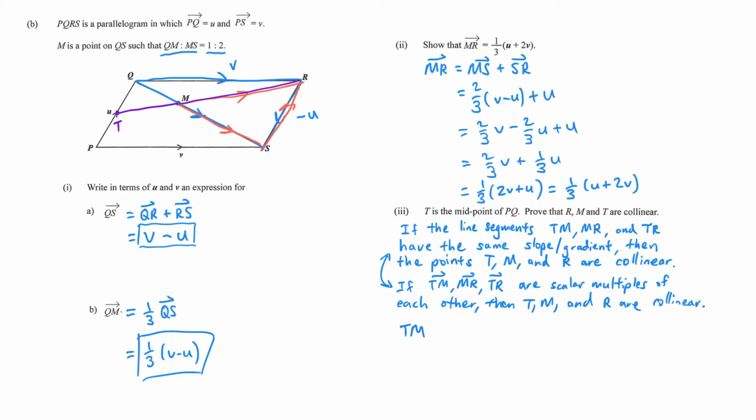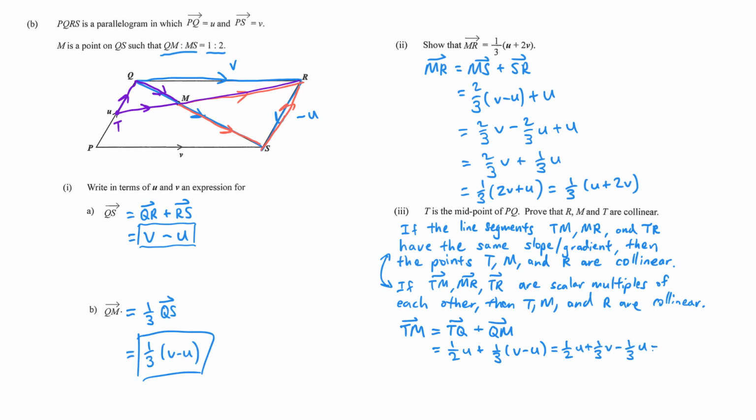Let's start by writing the vector TM in terms of u's and v's. In our diagram, the vector TM can be thought of as the sum of the vector TQ with the vector QM. So again, the vector TM is equal to the vector TQ plus the vector QM. The vector TQ is going to be 1/2 u, because we are told that T is the midpoint of PQ. And QM we found previously to be 1/3 (v minus u). So this is equal to 1/2 u plus 1/3 v minus 1/3 u.